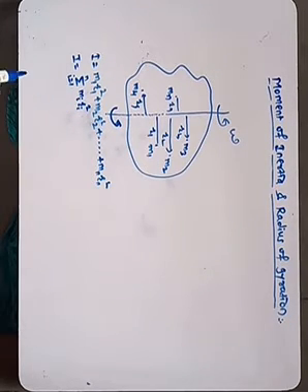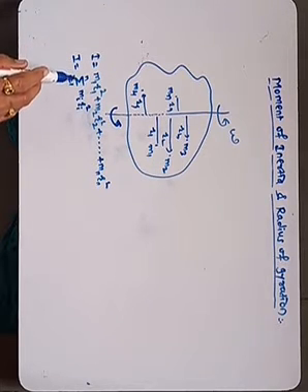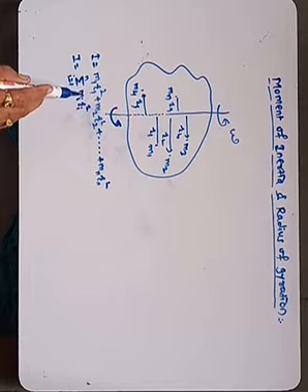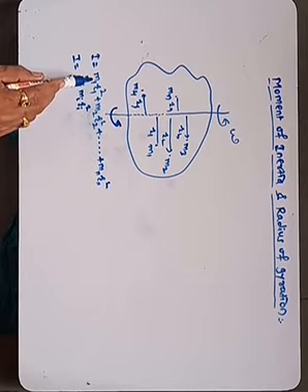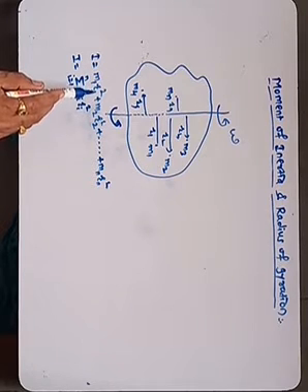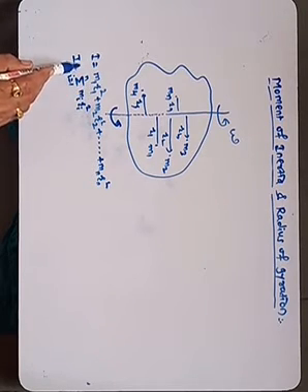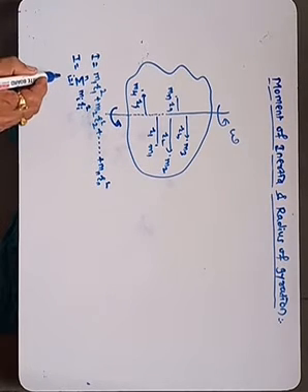And how will we define it in words? Moment of inertia of a body about a given axis of rotation is the sum of the product of the mass of each particle and the square of its distance from the axis of rotation. This is moment of inertia.